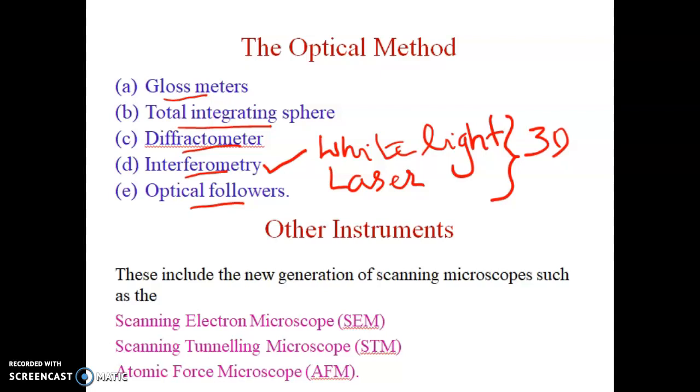And the next is the other instruments. Among these are the SEM, that is scanning electron microscope, or the scanning tunneling microscope, STM, or otherwise we use the atomic force microscope for determining the surface texture.